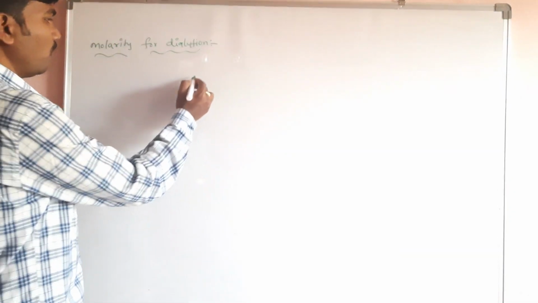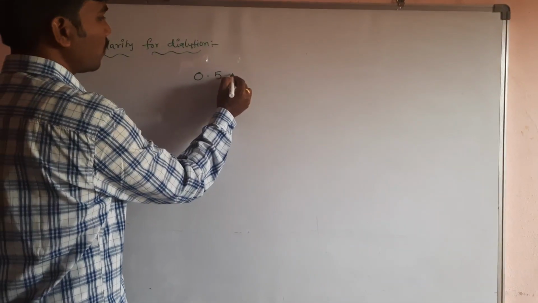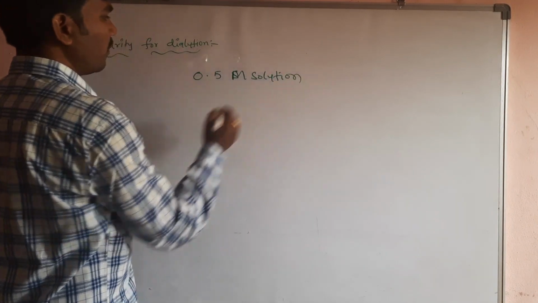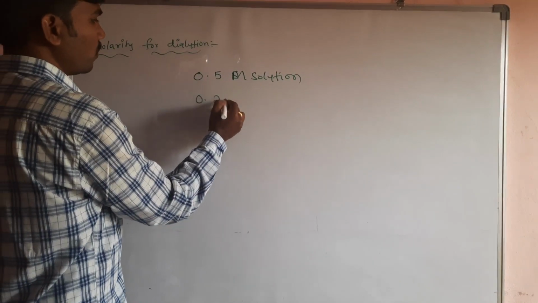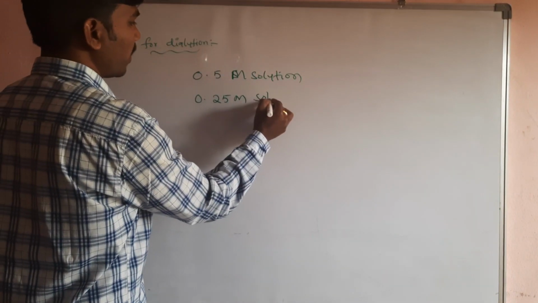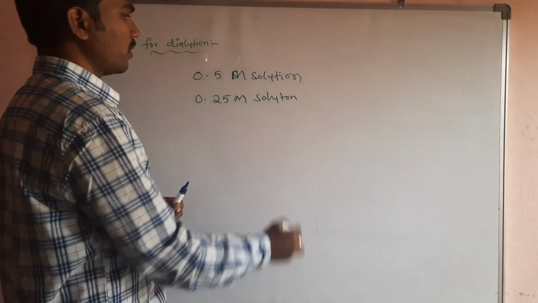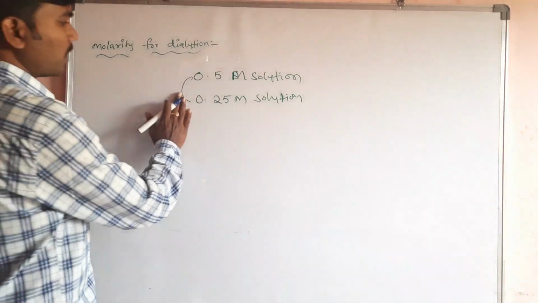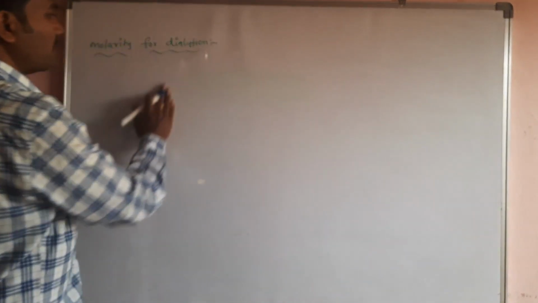For example, I have a 0.5 M solution, and I want to convert this 0.5 M solution to a 0.25 M solution. To decrease the concentration of this solution, how much water do I have to add? For this type of problem, we can use dilution formulas.